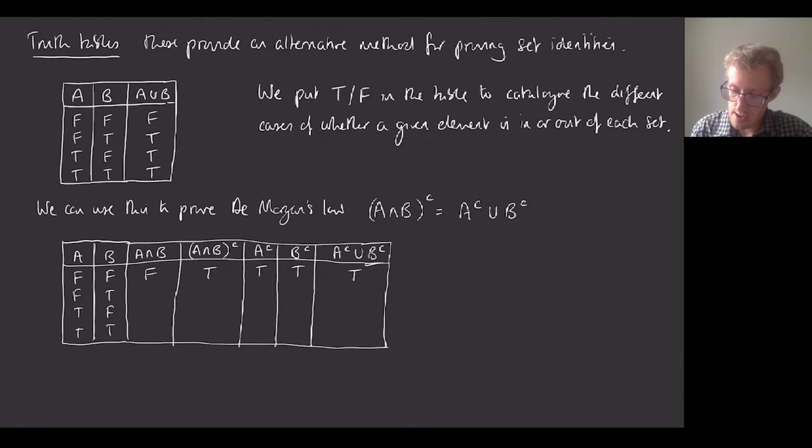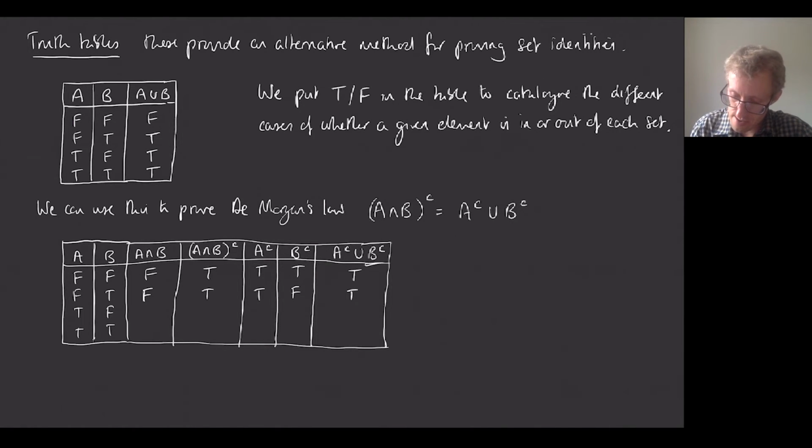Okay, in the second case, we're not in A, and therefore we're not in the intersection of A and B, therefore we are in the complement of that. We're not in A, and therefore we are in the complement of A, but we are in B, so we're not in the complement of B, sorry. And therefore we are in the union of the two complements. Okay, and then we just keep going.